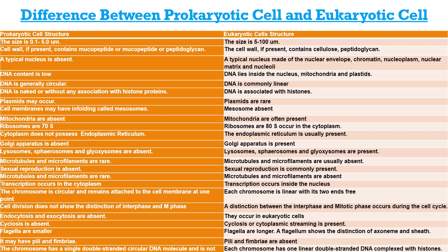This is my request to all. Please write down all these characters, prokaryotic cell structures and eukaryotic cell structures. For the left side and the right side, you have to make a table and write down all these characters one by one so that you are clear about what the difference is. So you can solve each and every question from this topic.